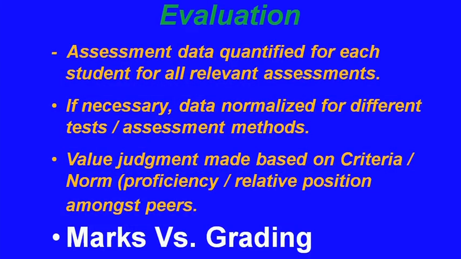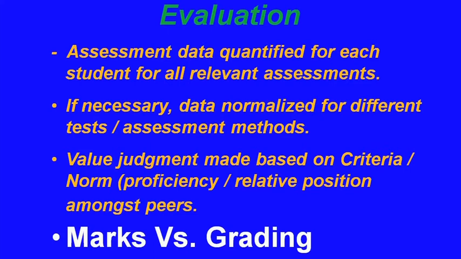Somebody may be marking very strictly, somebody may be marking easily, with ease, and as a result the range of marks can change. In such a case, a normalization has to be done, because there is no reason why one particular class would get very high marks compared to another class. So, a normalization is to be done, and this is done fairly frequently. If necessary, value judgment is made based on criteria, norm, relative position amongst peers.